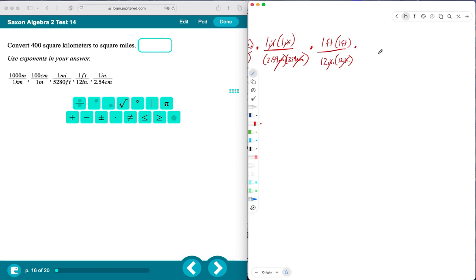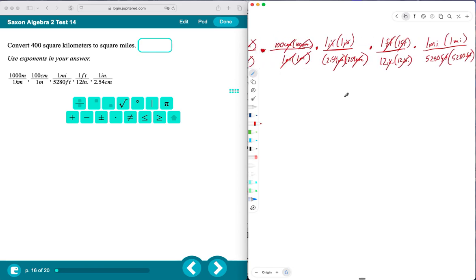Now we're going to go from feet to miles. So 1 mile is the same as 5,280 feet. 1 mile, same as 5,280 feet. All right, we're done. We have miles times miles, that's miles squared.